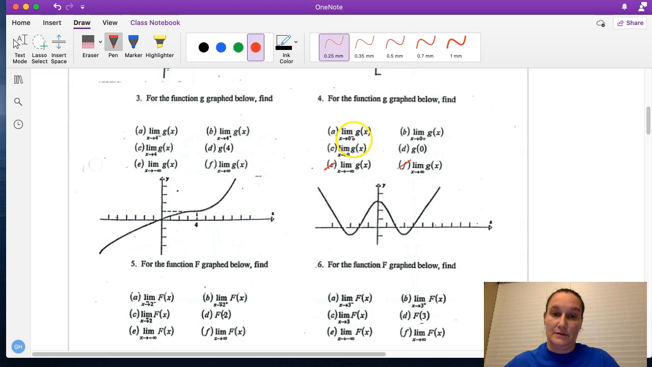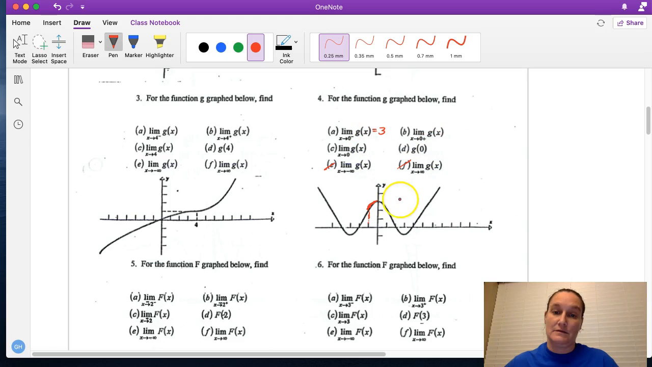A is the limit from the left. All right, so we're going from -1 to 0. Those are the x values we're covering, and we're looking at what the y values are doing. So we kind of go up to our function, and we travel along our curve. We're looking at what the y values are doing, and as our x values go from -1 to 0, our y values are going up to 3.